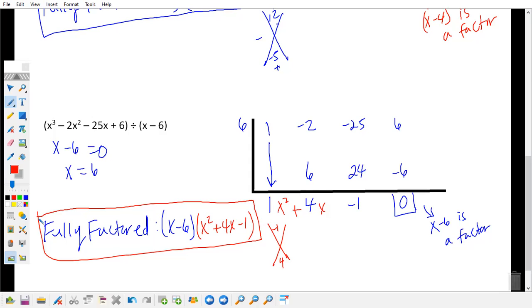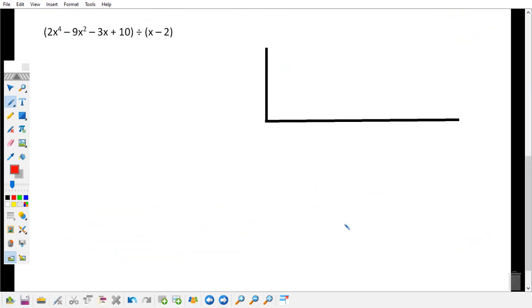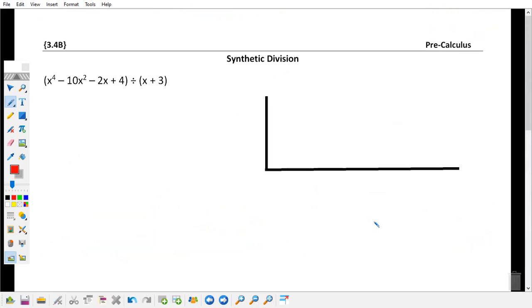Okay. Synthetic. How we feeling? Easy. Doable? Okay. All right. On the back, we're going to do an example. We're going to do this one together, and then the last one's on you.